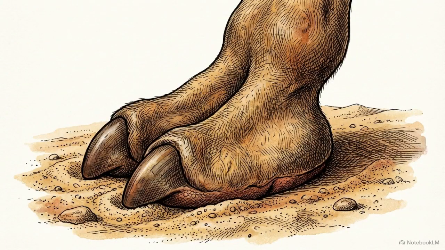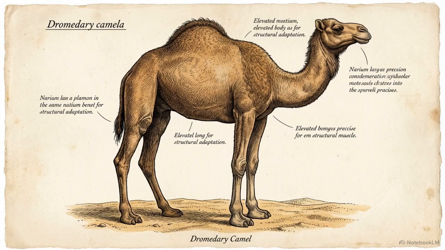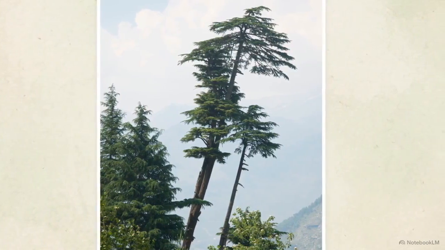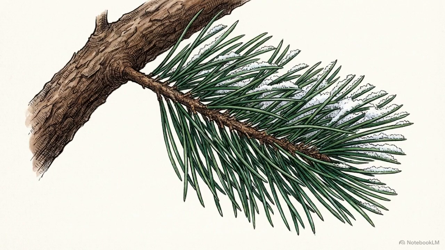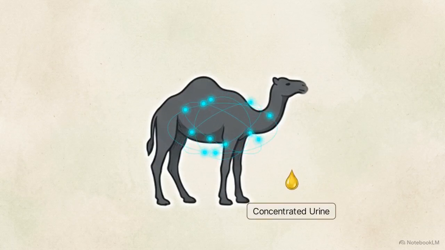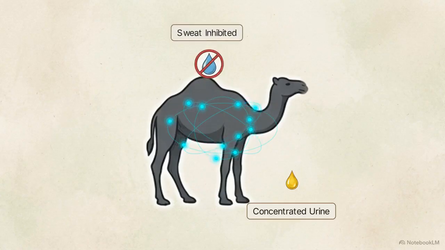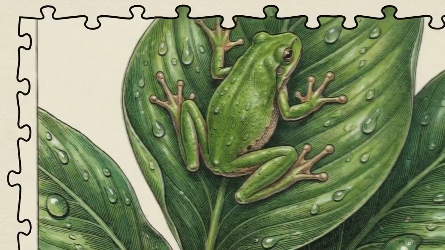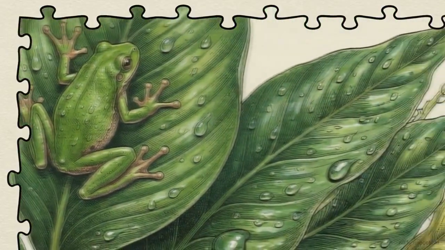Look at the camel. Its wide, padded hooves and exceptionally long legs are built specifically to keep its body as far as possible from the heat radiating off the sand. Contrast that with these mountain pines. Their conical shape and sloping branches allow heavy snow to slide off before the weight can snap the wood. Some adaptations are internal. This graphic shows how a camel's body is designed for conserving every drop of water, excreting very little urine and stopping sweat entirely to survive for days in the heat. These specialized forms are what allow every living thing to fit perfectly into the specific environment it calls home.